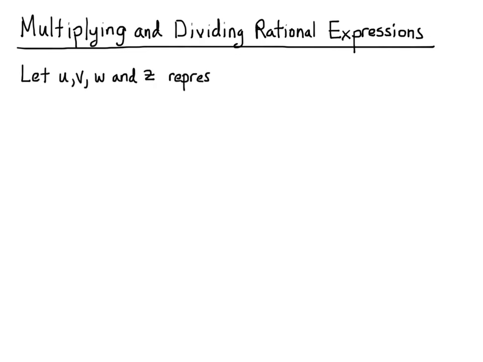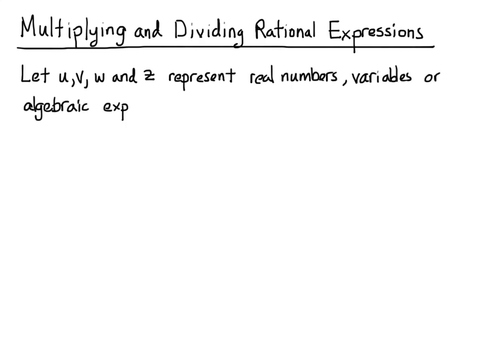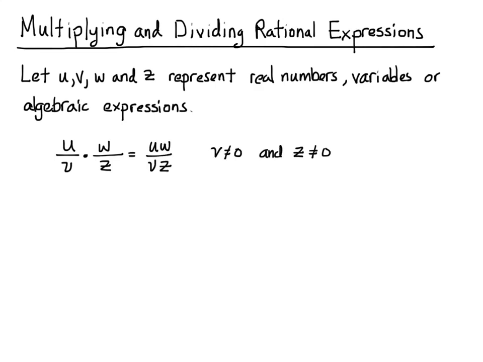Okay, so let's say we have u, v, w, and z, and that can represent anything, a real number, a variable, any kind of algebraic expression, but just some placeholder. If we're multiplying two rational expressions, ratios of those values, to multiply them, we just basically multiply the numerators and denominators, just as though it was a fraction. Like 1/2 times 2/3 is 1 times 2, that's 2 over 6, right, 1/3. So the only restriction here is that v can't be 0 and z can't be 0, because then we have division by 0 and the whole thing just doesn't hold together.